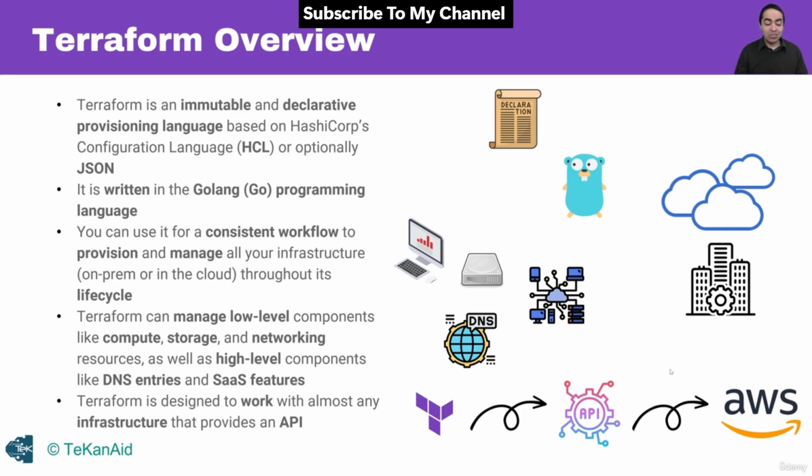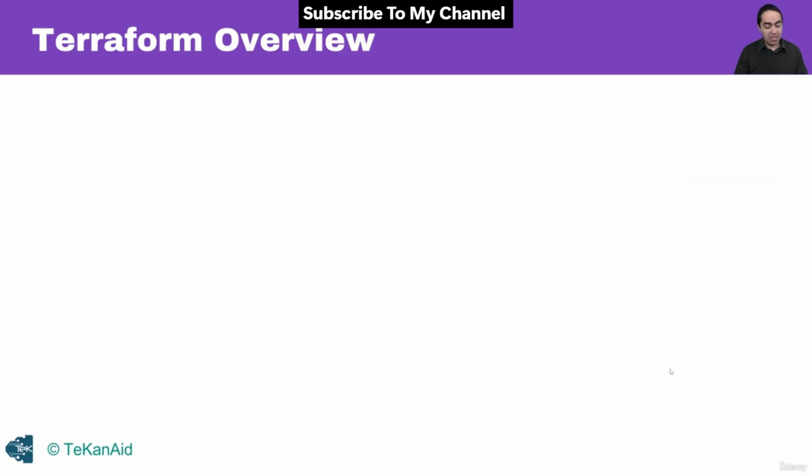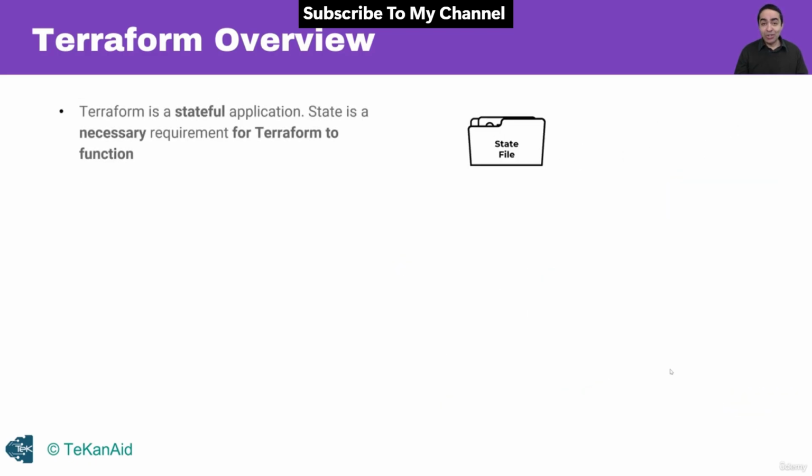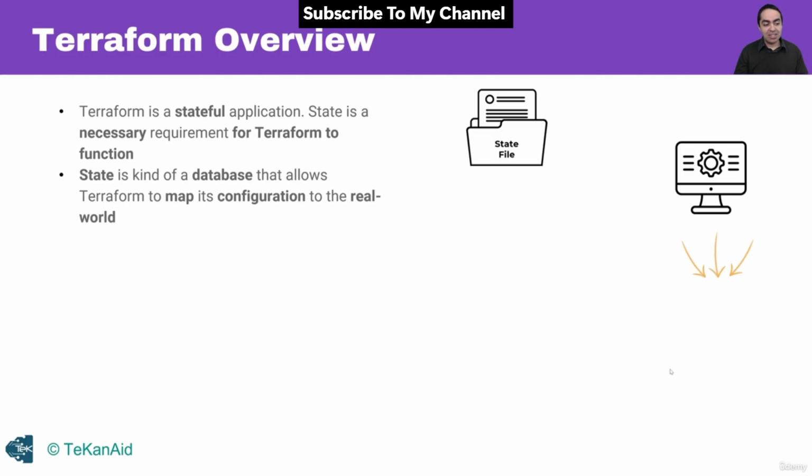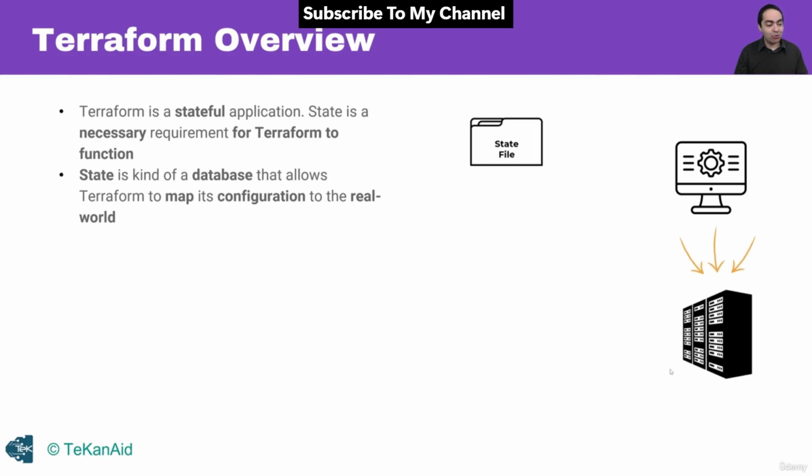Terraform is designed to work with almost any infrastructure that provides an API. So Terraform, through the API, talks to AWS, for example. Terraform is a stateful application. State is a necessary requirement for Terraform to function. State is kind of a database that allows Terraform to map its configuration to the real world.